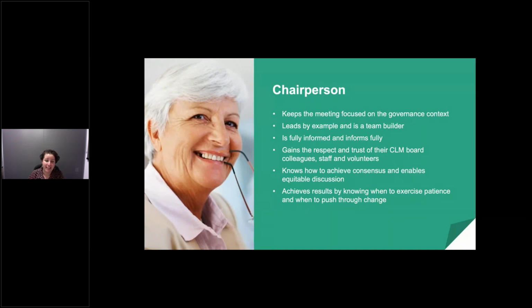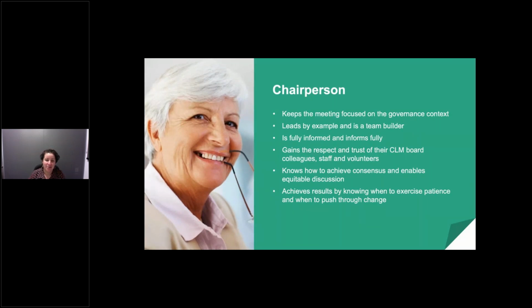The chairperson leads by example. They turn up to meetings on time. They conduct themselves in line with the code of conduct in terms of their behaviour, and they also look at how they are influencing the rest of the group in terms of their conduct. They're conscious of that all the time.